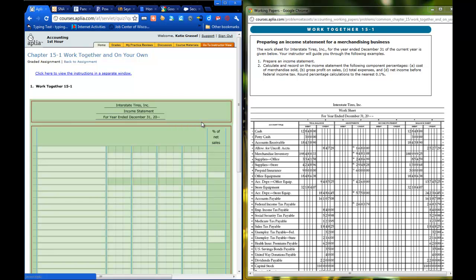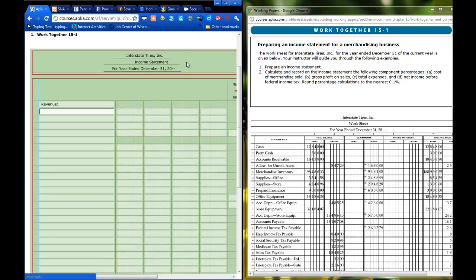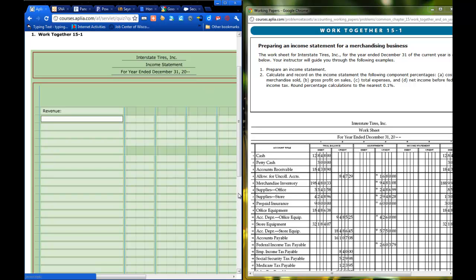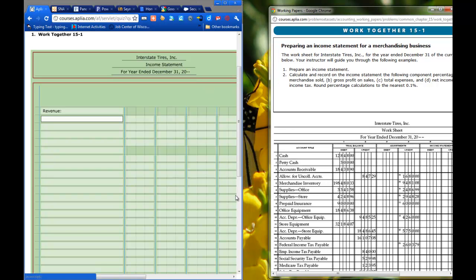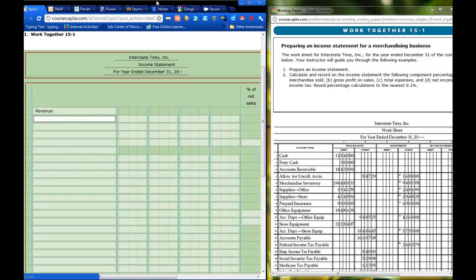Now, our main headings for our income statement are revenue, cost of merchandise sold, gross profit on sales, expenses, and then we're going to have net income before federal income tax, federal income tax, and net income after federal income tax. Those are main headings. Those main headings are going to start on the left-hand side. So we are going to type in the word revenue. The word revenue is followed by a colon. So that means there is no number that goes with it. All I am doing is using this to say that the numbers that are coming after it are all of my revenue accounts.